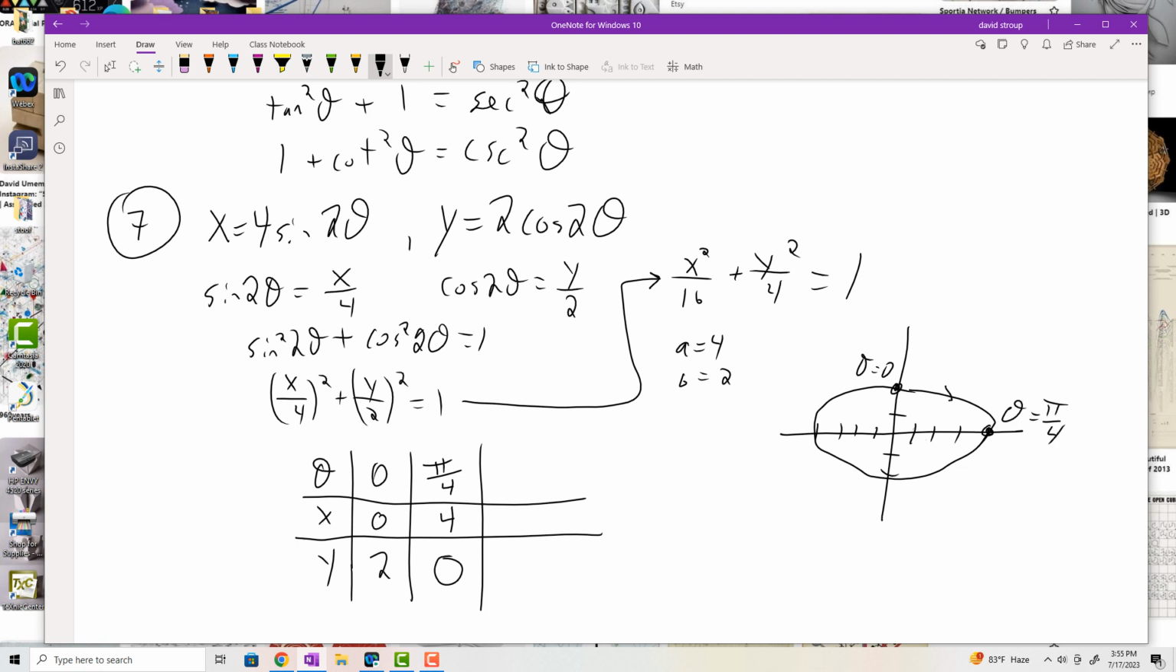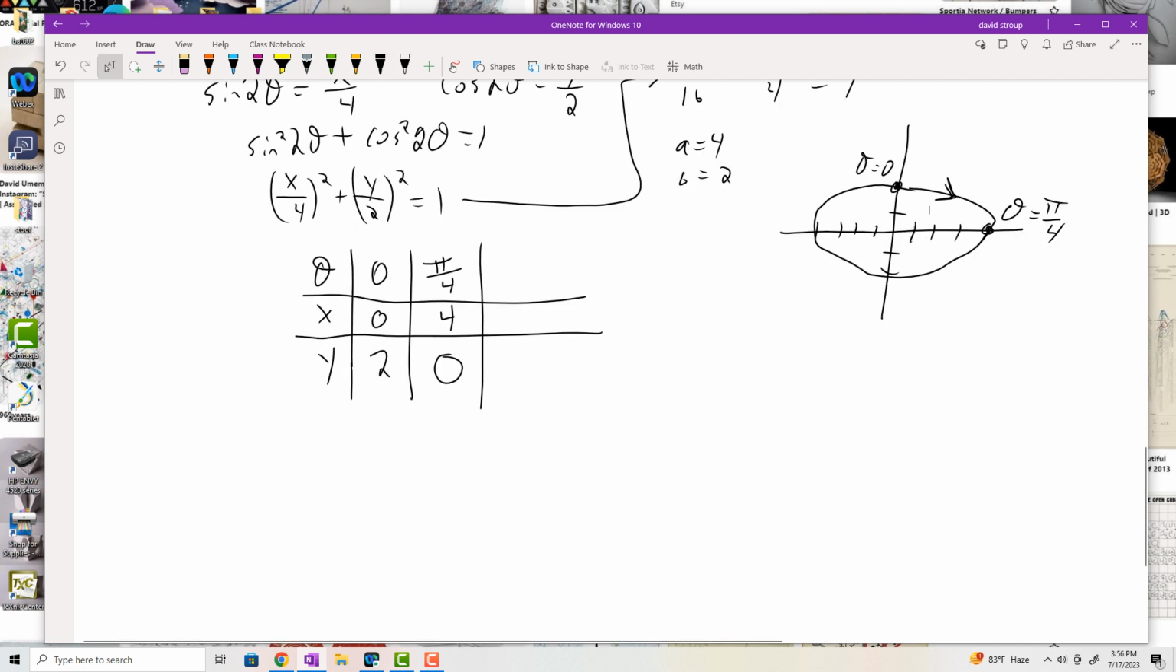And that indicates this clockwise rotation. So put your arrowhead on it. Make sure you do that.